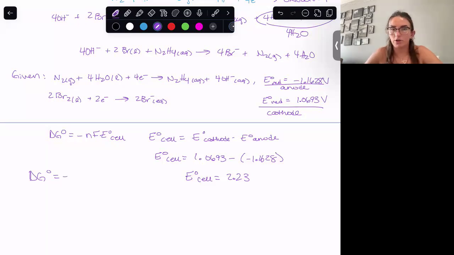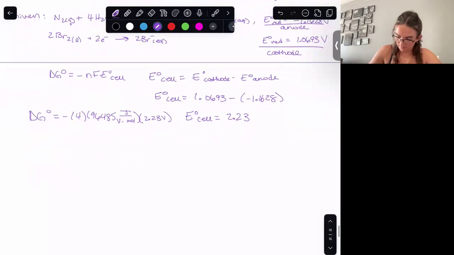n is our number of electrons transferred. How many electrons did we say were being transferred? 4. Perfect. Faraday's constant, I forgot. 96485. This is in joules per volt mole. And then we have 2.23.